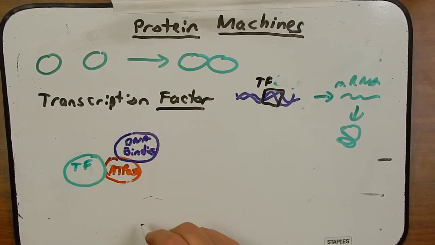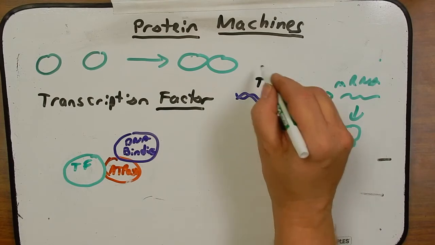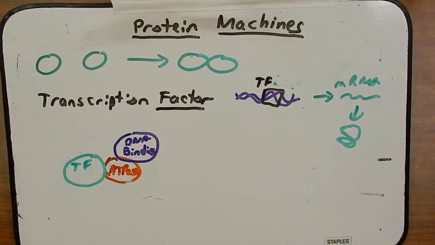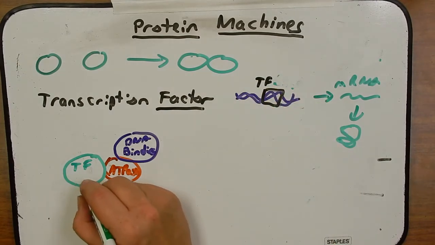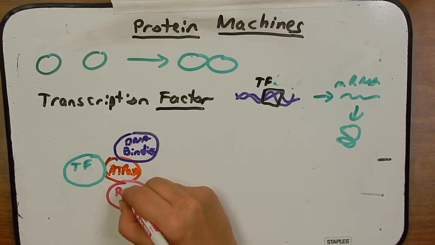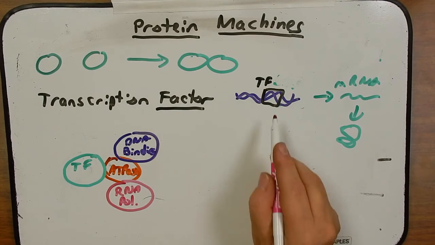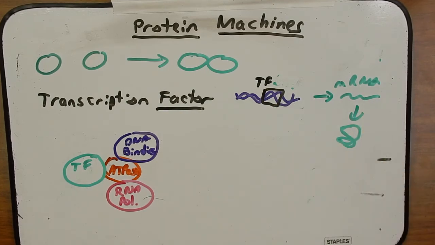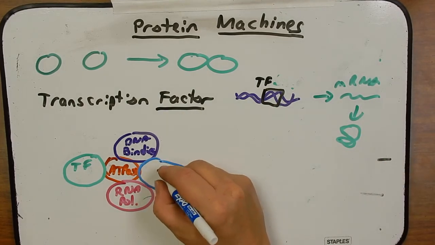Okay, so this is a transcription factor, but maybe in this process we need to get a lot of transcription factors here, which is true, we do. So this is another transcription factor. Maybe this one here binds RNA polymerase, which is ultimately the enzyme that makes the RNA. And maybe this one here, I'm going to call X for now.